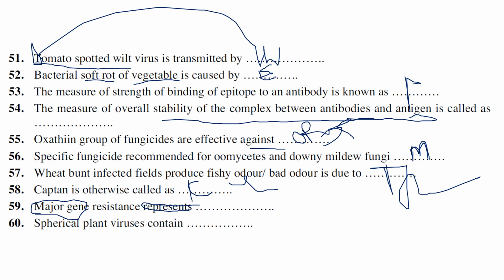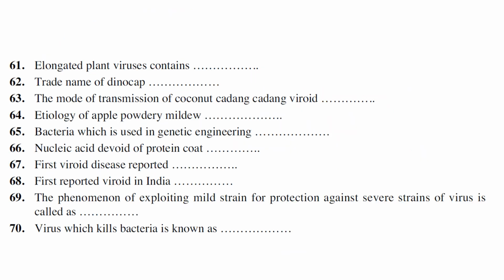Next one is spherical plant viruses contain. Generally spherical viruses contain a high percentage of nucleic acid and a low percentage of protein coat. I repeat, nucleic acid is a high percentage, protein coat is a low percentage. Elongated viruses contain the reverse, a low percentage of nucleic acid and a high percentage of protein coat.